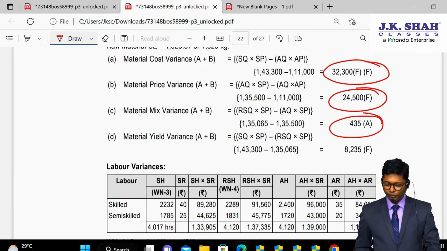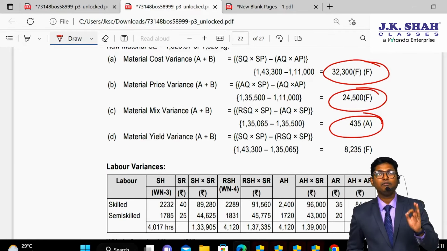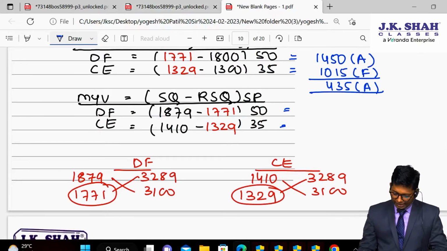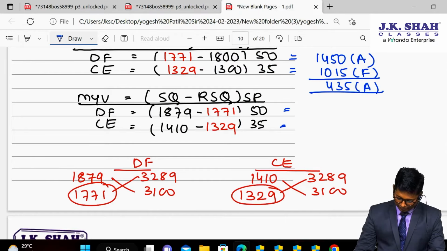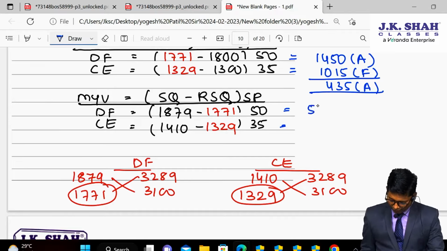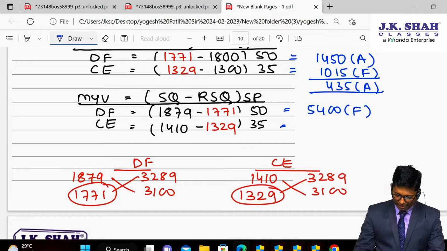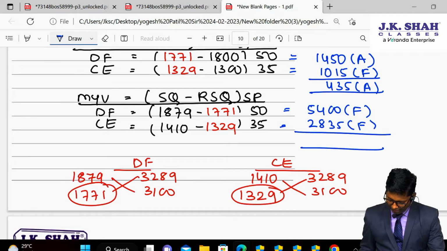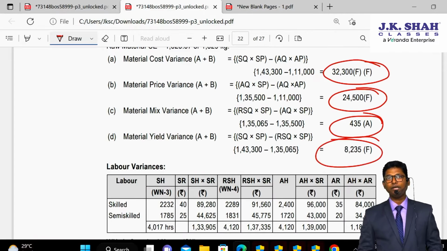You can see your calculation and answer. Everything is in front of you. You can use any method. The method which you have learned in your class, the same method you have to follow. And the last calculation, 1879 minus 1771 into 50 is equal to 5400 favorable, and 1410 minus 1329 into 35 will give you 2835 favorable. When you add up both the values, as both are positive, you will be getting 8235 favorable answer. Even you can cross check, 8235 is done.